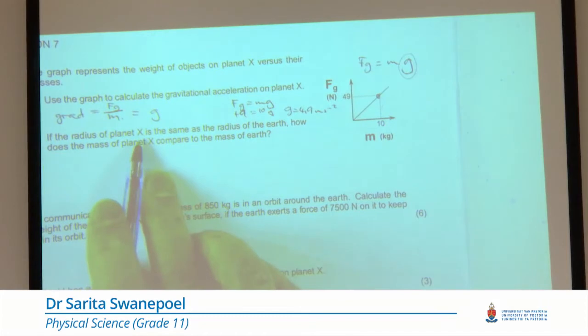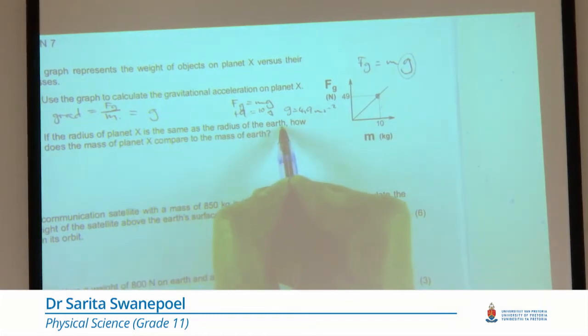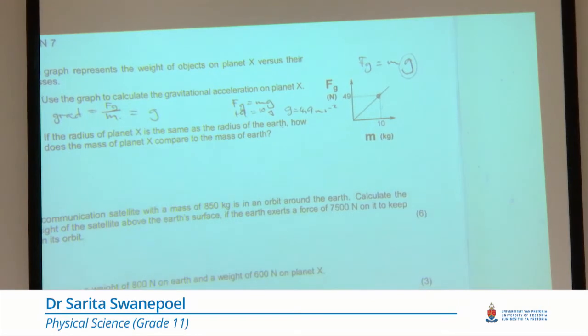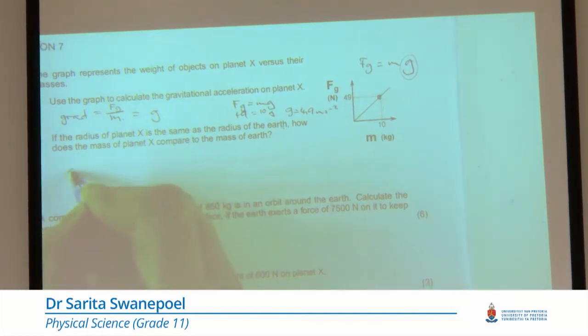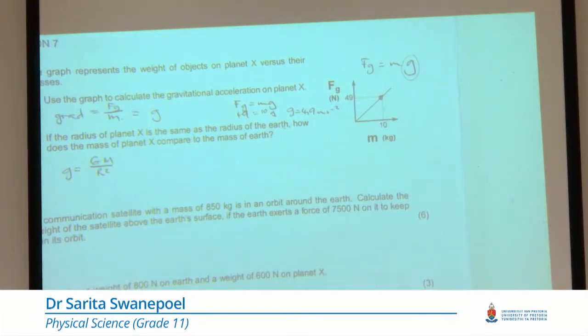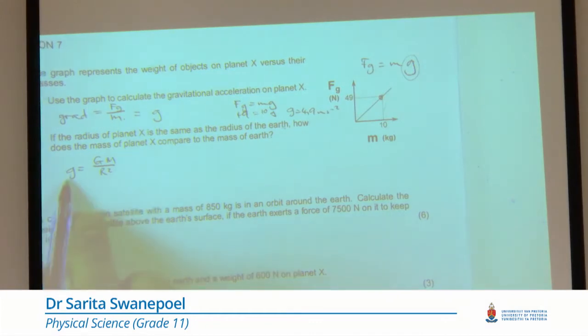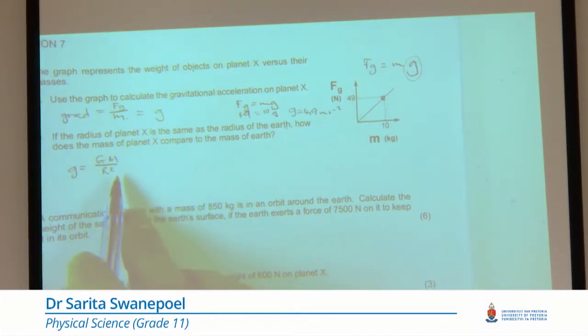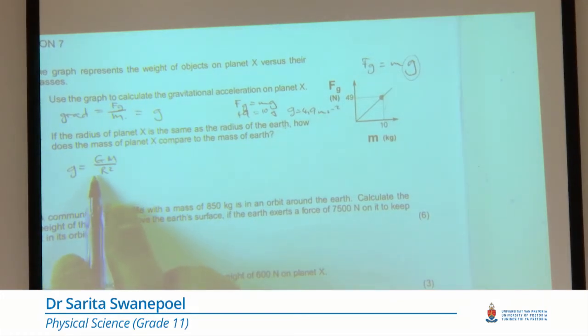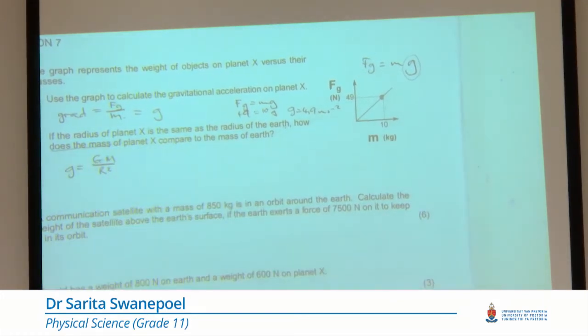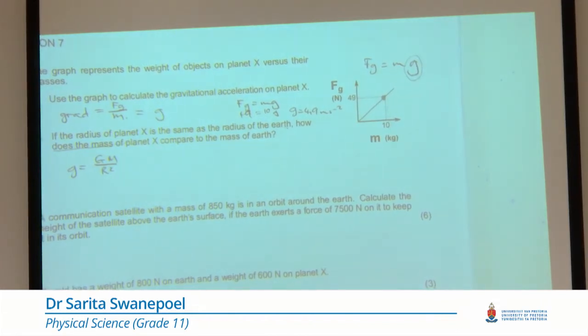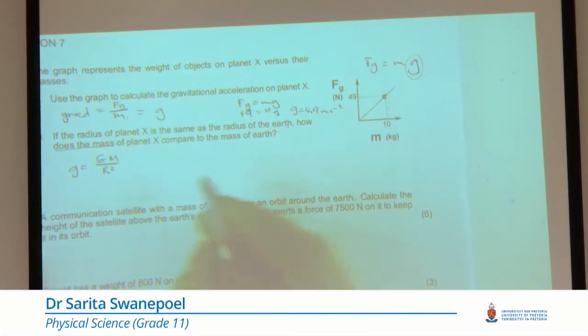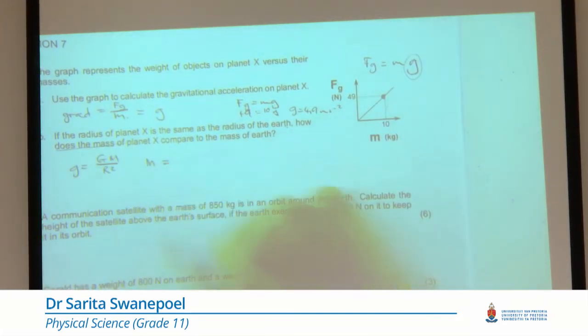And now they ask you, we now know g is equal to 4,9 meters per second squared. If the radius of this planet is the same as the radius of the Earth, how does the mass of this planet compare to the mass of the Earth? So we're looking at the gravitational field equation, g equals GM over r squared. Now, if they asked us how the g changed, this would have been nice, but what do they ask about? How does the mass change? So rewrite it to get mass in front. If you want mass, what will mass be equal to?